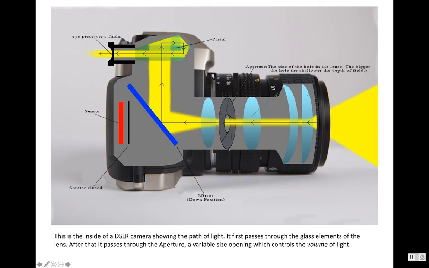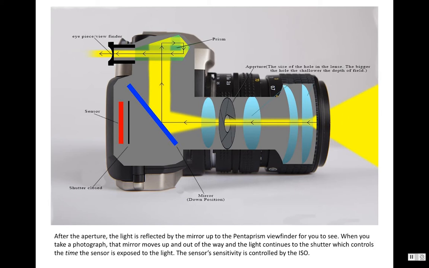An aperture is a variable size opening which can control the volume of light entering the camera, much the way the pupil of your eye does. Now after the aperture, that light continues back to a mirror which reflects that light up into a viewfinder. There's a focusing screen about right here, and then a thing called the pentaprism which flips that image around so that we see it right side up and left right correct.